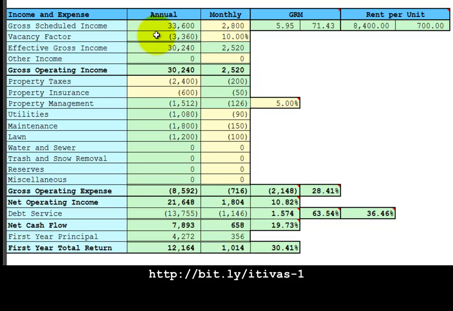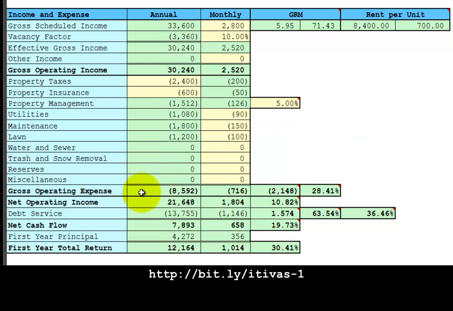Gross scheduled income less vacancy factor is effective gross income. We then add in any other income, such as, let's say, laundry services, and then we have the gross operating income. Now we're in the expense section, and we include property taxes, property insurance, utilities, maintenance, lawn care, water and sewer, trash and snow removal, reserves, and miscellaneous. Property management is specified as an annual percentage of the gross operating income.